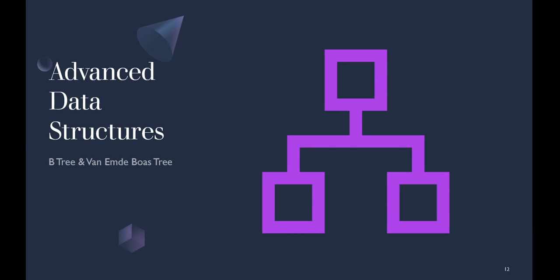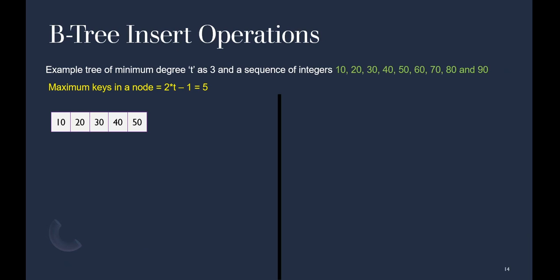Then for advanced data structures, I'm going to talk about B-tree and van Emde Boas tree. For the B-tree technique, given the example of a tree of minimum degree t and a sequence of integers, inserting an element in a B-tree consists of two steps: searching for the appropriate node to insert the element, and splitting the node if required.